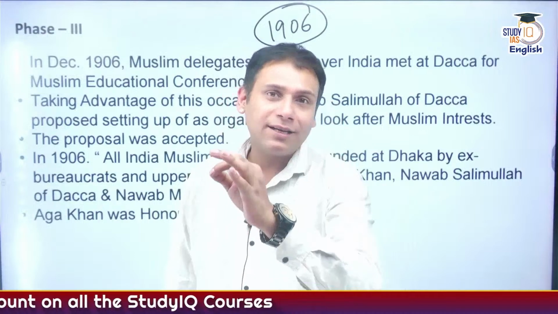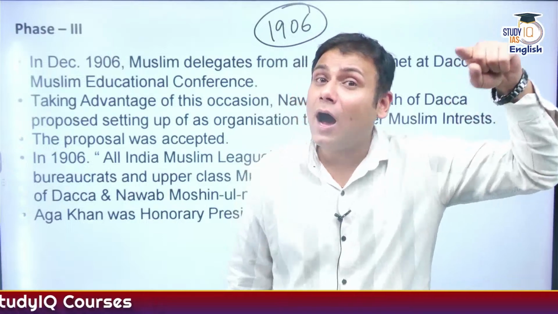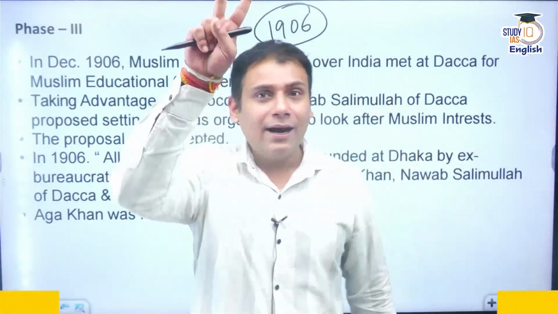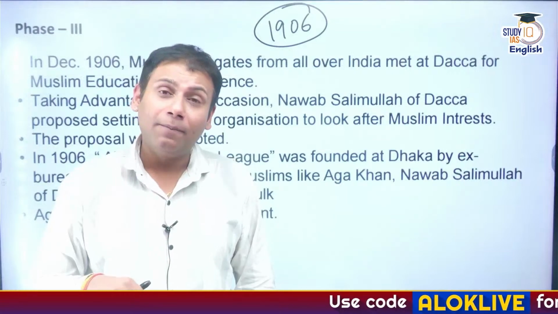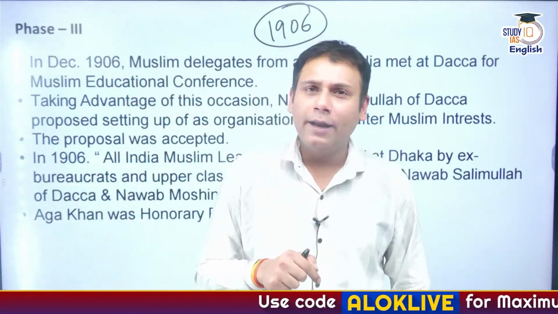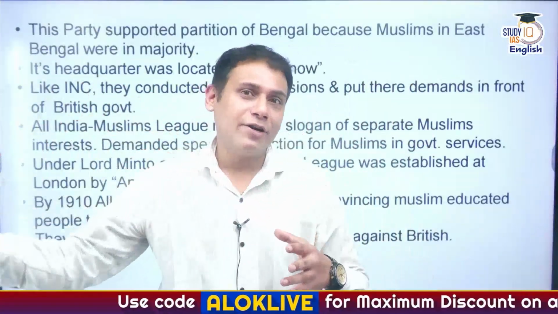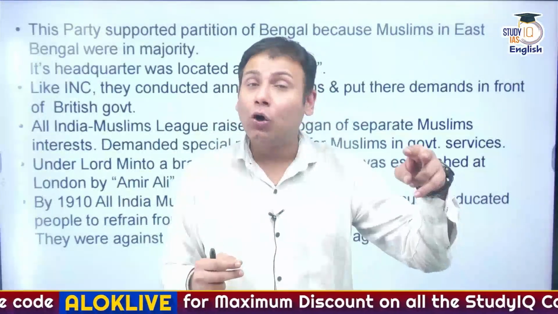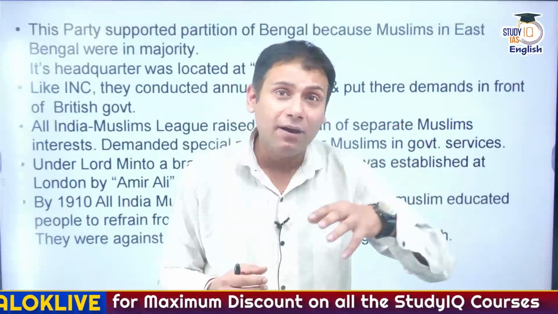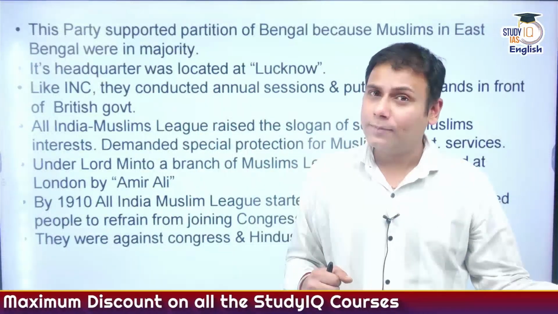It had its headquarters in Lucknow. During the time of Lord Minto, another headquarters was established by Amir Ali in London. So it had two headquarters: the national headquarters in Lucknow, and the international headquarters in London, under Amir Ali. Correct? So right from the start, the All India Muslim League remained loyal towards the Britishers, because like the Indian National Congress, they also used to hold sessions every year and discuss issues concerning the Muslim society, and so on.